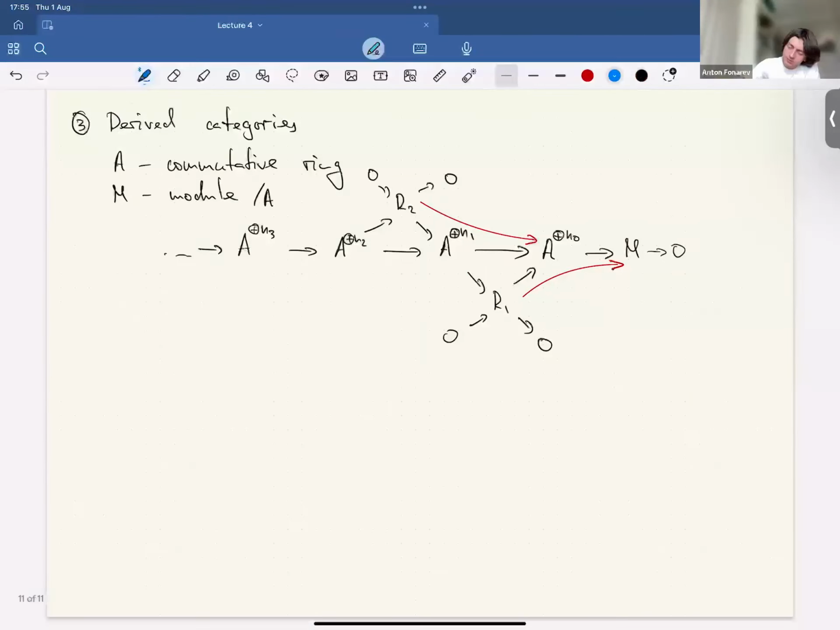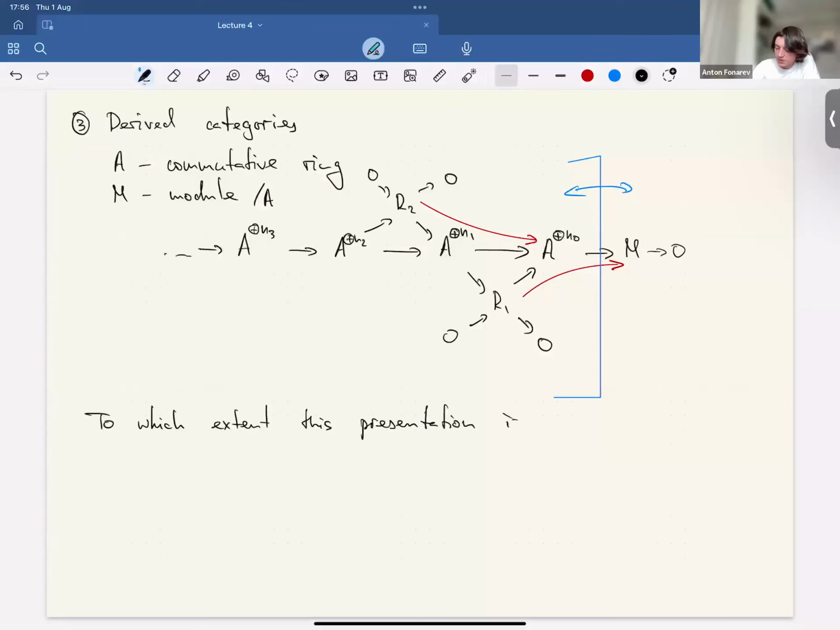So these two should be interchangeable in a certain way. I should not have any distinction between the module and the presentation by relations and generators. But we all know that even in commutative algebra, you can choose plenty of bases. So to which extent is this presentation non-unique?